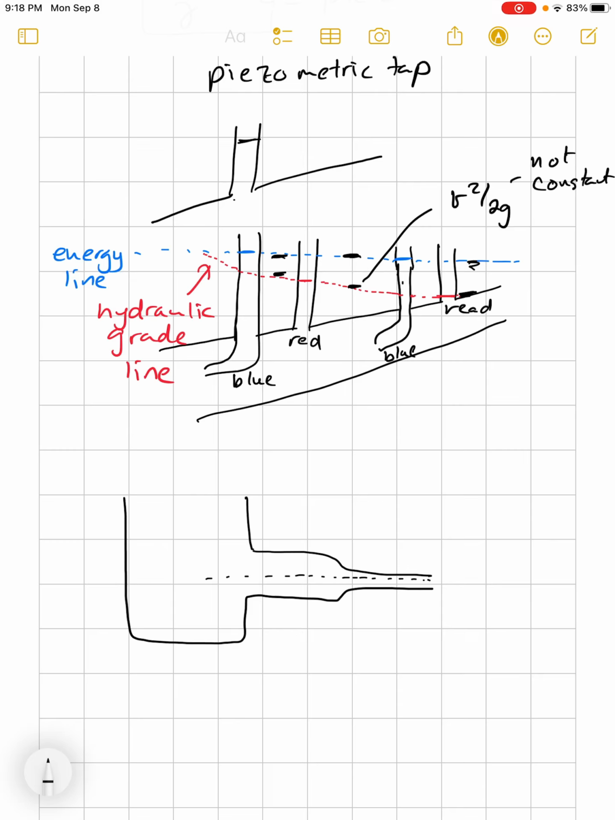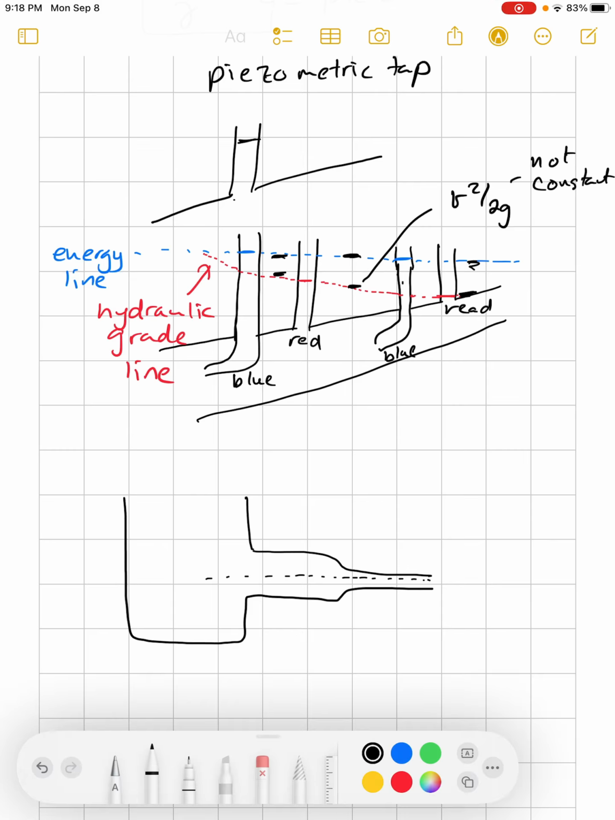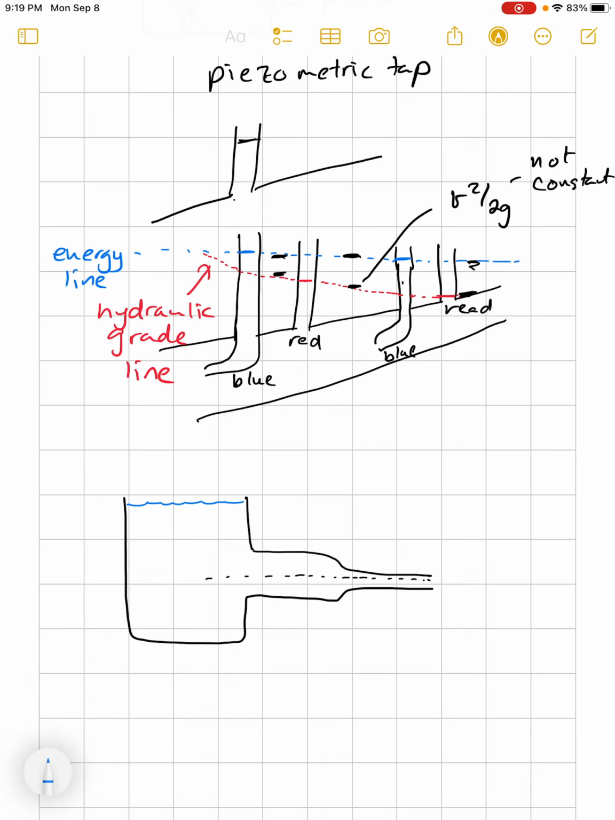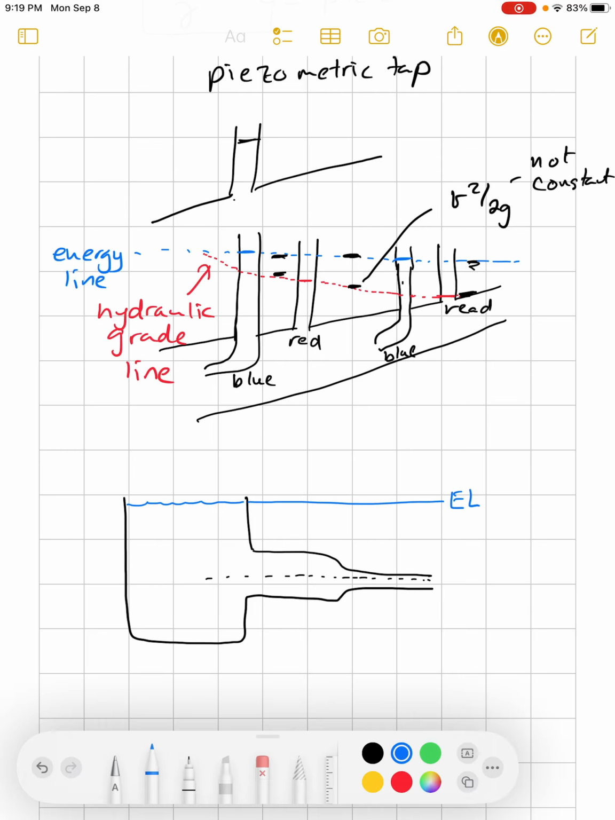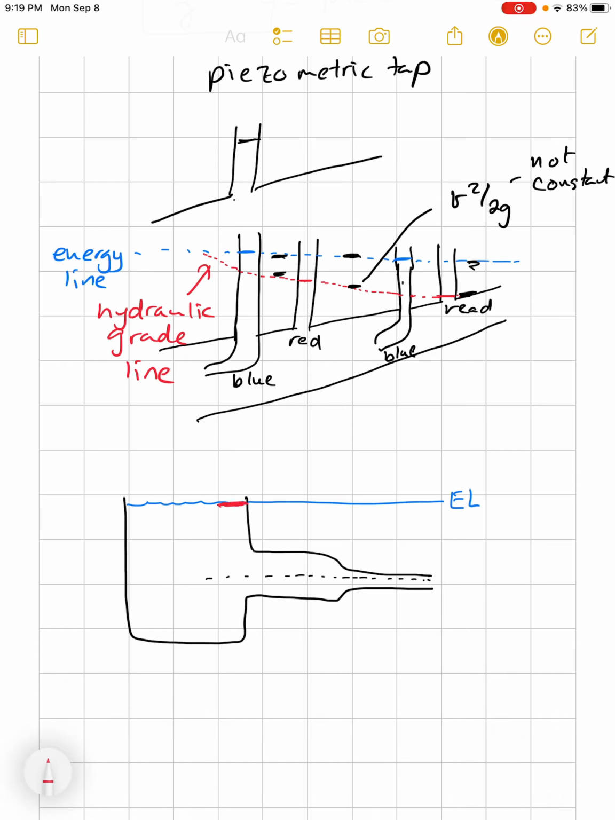And we've got no change in elevation, for instance, in this one. The total energy is basically going to be wherever this liquid is. So this is our energy line. Now, remember that the difference between the hydraulic grade line and the energy line tells us how much kinetic energy it has.